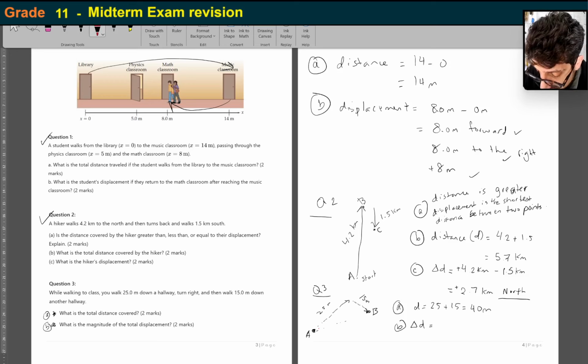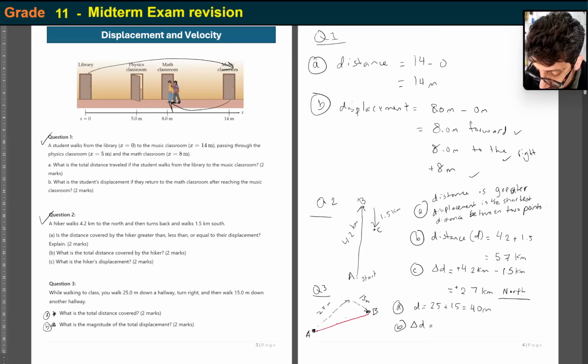Is that how it changed the color? Let's see. Oh, yay. That works very well. Okay, so R, the resultant vector here, is going to be the displacement, because it's the shortest distance between 2 points.